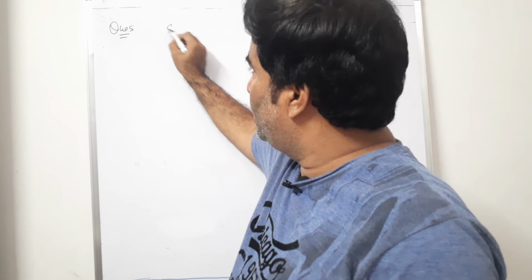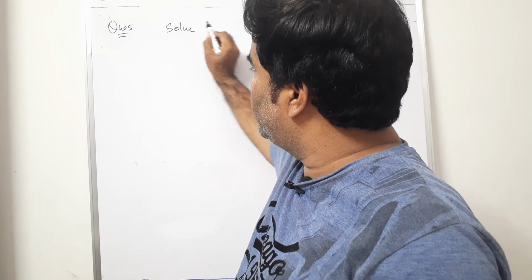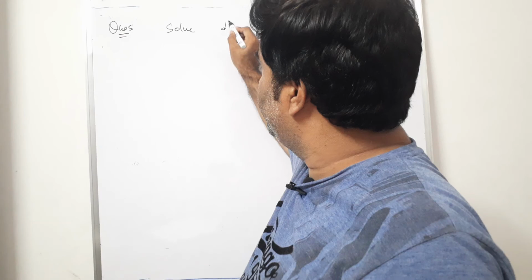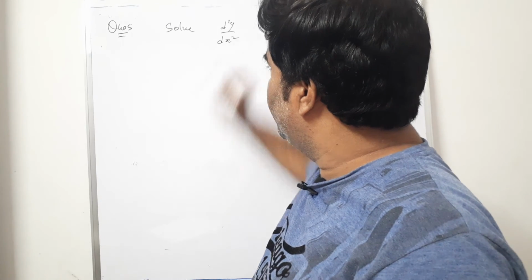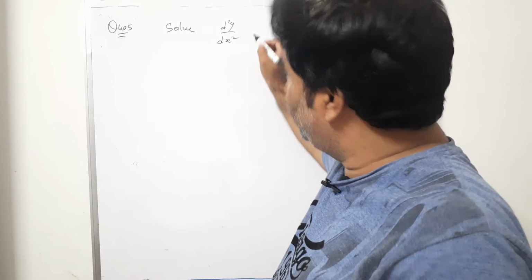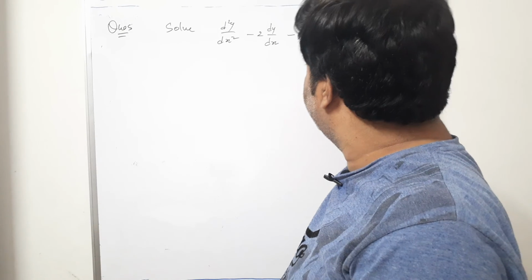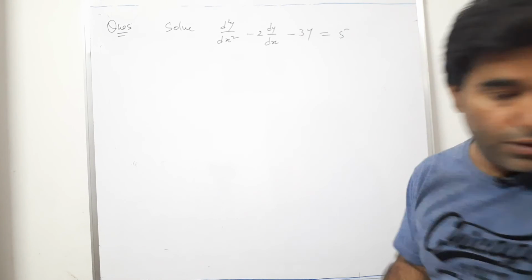The question is: solve the differential equation d²y/dx² − 2 dy/dx − 3y = 5. Here the right hand side of the differential equation is a constant. A constant is also a polynomial of degree 0.